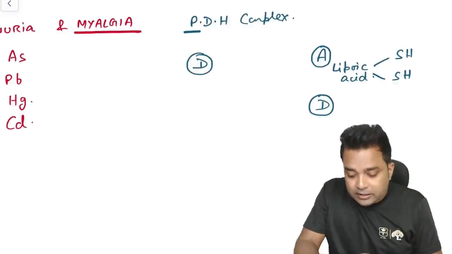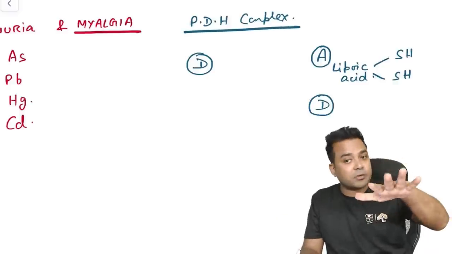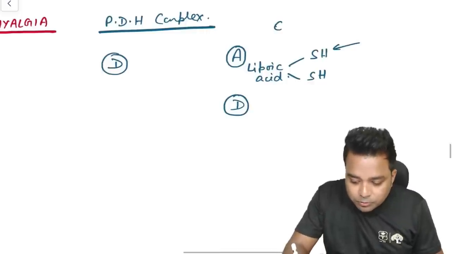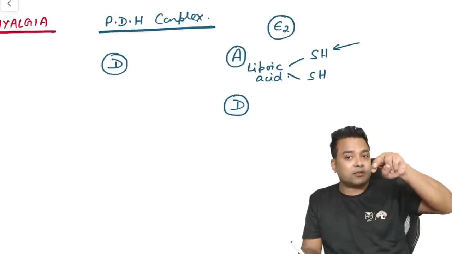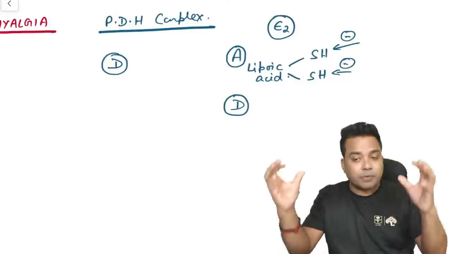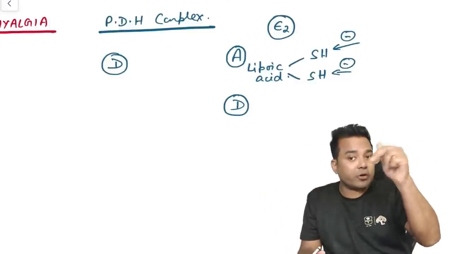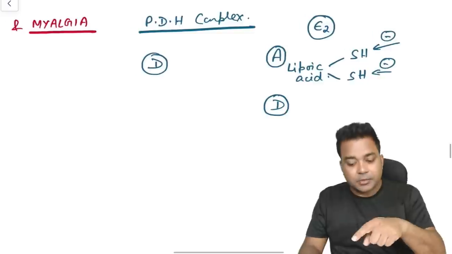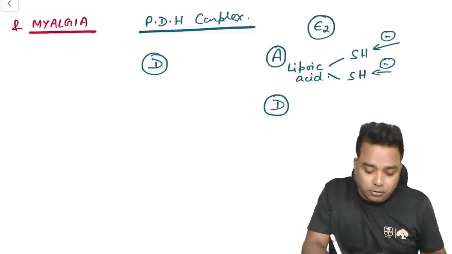What is the position of this complex in the PDH complex where arsenic inhibits this enzyme? This can be asked as an image based question. Yes, it is this place, meaning the E2 subunit, which is made up of acyl transferase. There arsenic will inhibit this enzyme because it will combine with the sulfhydryl groups of lipoic acid, which is present in the second subunit. Now what is the purpose of the PDH complex?